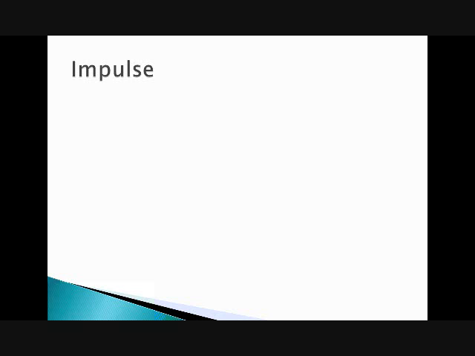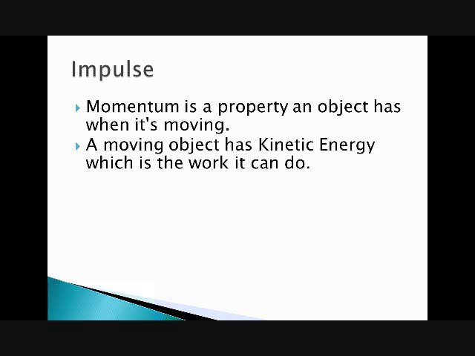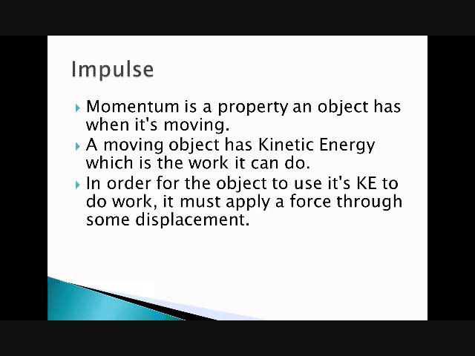Let's take a second and talk about impulse. Now, first, let's review. Momentum is one of the properties an object has when it's moving. Another property a moving object has is kinetic energy. And kinetic energy is the amount of work that that moving object can do onto something else.